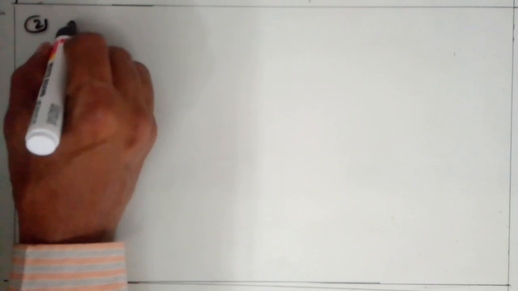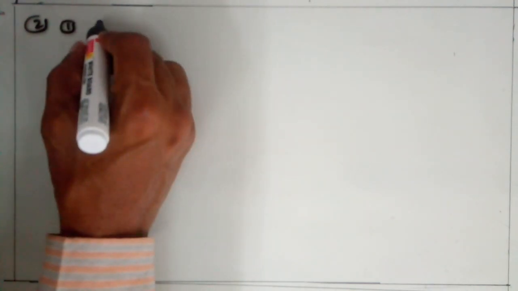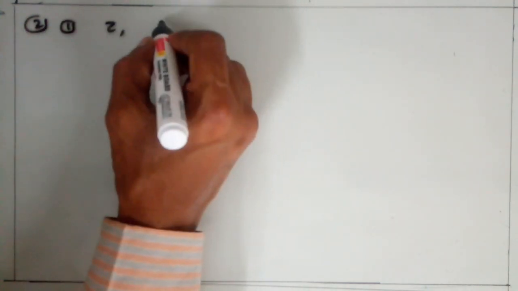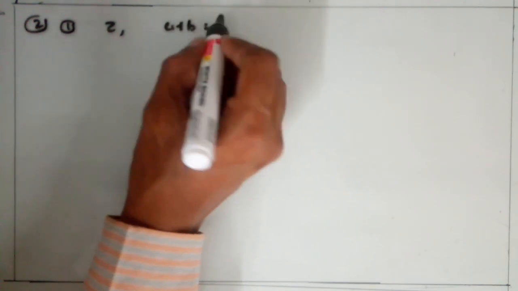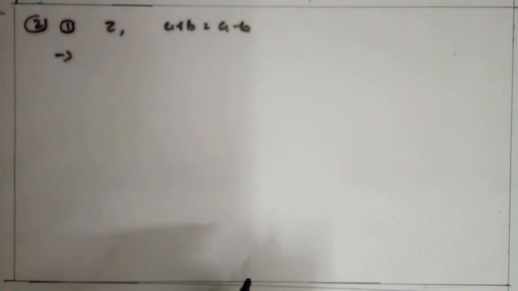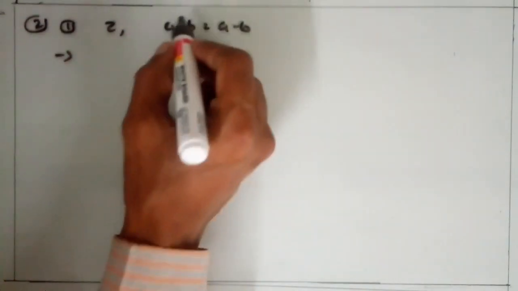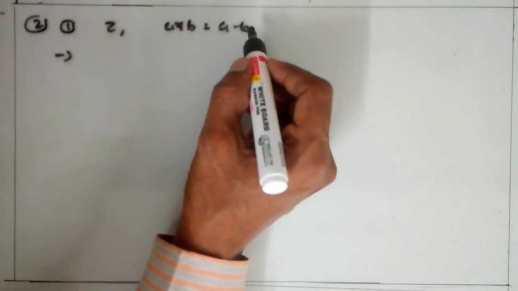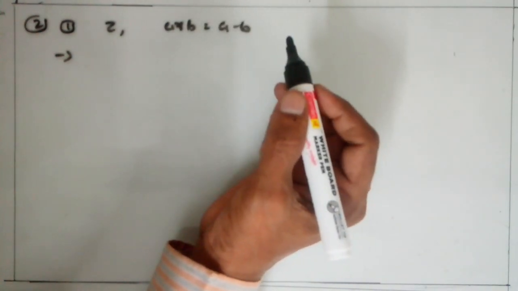Now question number 2. For each of the operations star defined below, determine whether star is binary, commutative or associative. Number 1: on Z, star is defined by A star B is equal to A minus B. In our first set, this star operation is not commutative and also not associative.